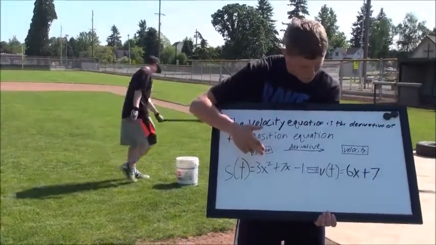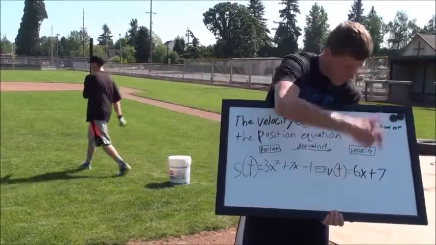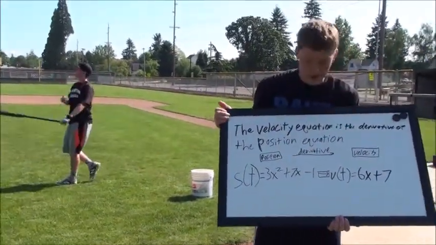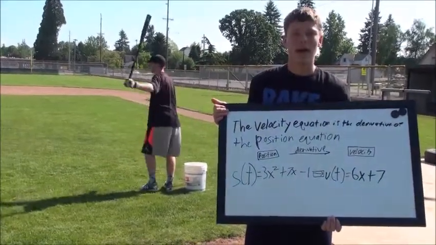So the derivative of 3x squared plus 7x minus 1 is 6x plus 7. So yeah, that's how you find velocity equations from the position equation that is given to you at the beginning. And I am done with the problem.